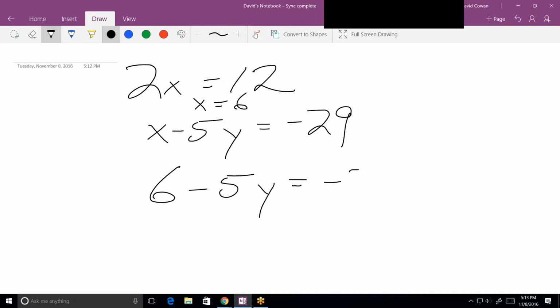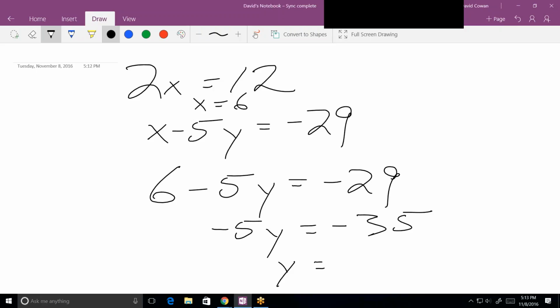Okay. Now and then it's going to be negative 5y equals negative 35. Okay. And then it's going to be 7y equals 7. Right. Now, let's back up one step.